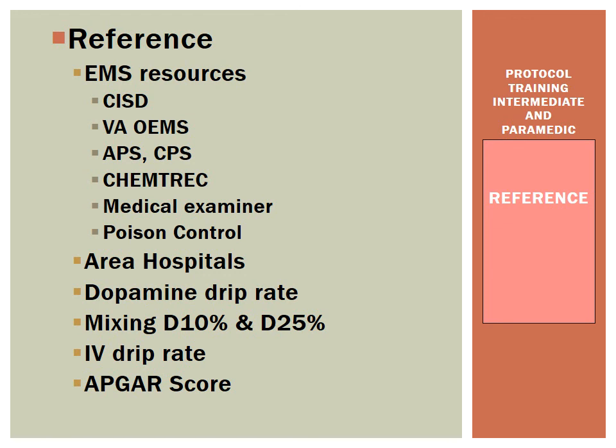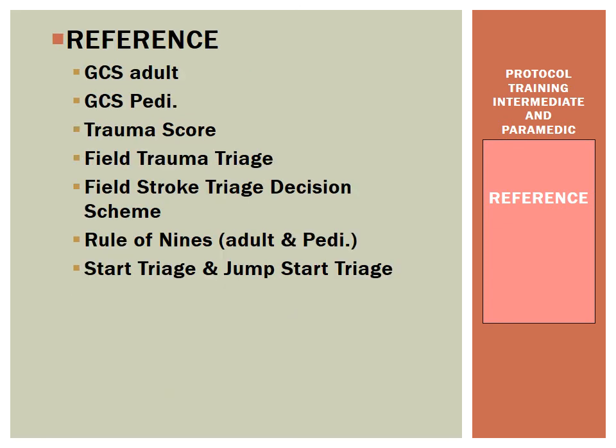Now, there are some references for you as a provider with medications: the dopamine drip rate chart. You also have mixing D10% and D25% for your hypoglycemic patients, pediatric. You have an IV drip rate chart and an APGAR score. Continuing with the reference section, we have the Glasgow Coma Score Adult, Glasgow Coma Score Pediatric, the Trauma Score, the Field Trauma Triage, the Field Stroke Triage Decision Scheme, the Rule of Nines for adults and pediatrics, and the START Triage and JumpSTART Triage.